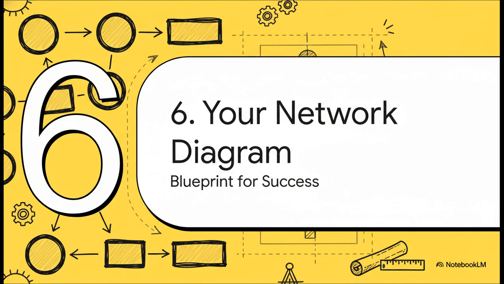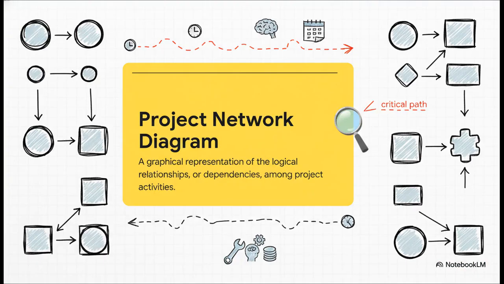And finally, we get to the payoff. All this work, defining tasks, sequencing them, classifying the dependencies, and fine-tuning the timing, it all comes together in one incredibly powerful document, the Project Network Diagram. This is your master blueprint. Seriously, don't think of this as just a flowchart. It's so much more than that. This diagram is the visual proof of all your strategic thinking. It shows every task, every connection, and every dependency. It turns that simple list into a dynamic model of your project's workflow. This is the tool that lets you find your critical path, manage your resources, and predict your finish date with real confidence.